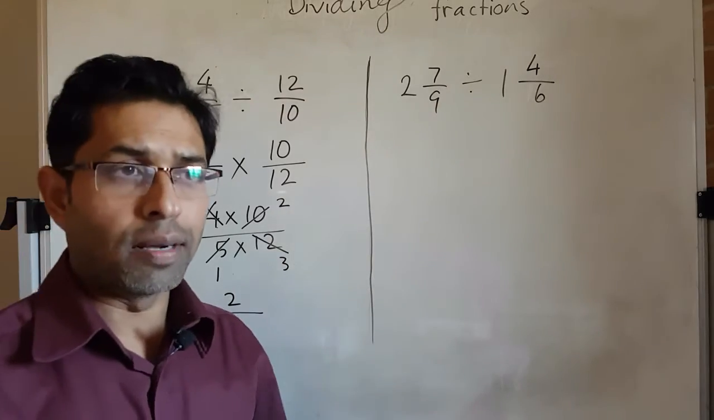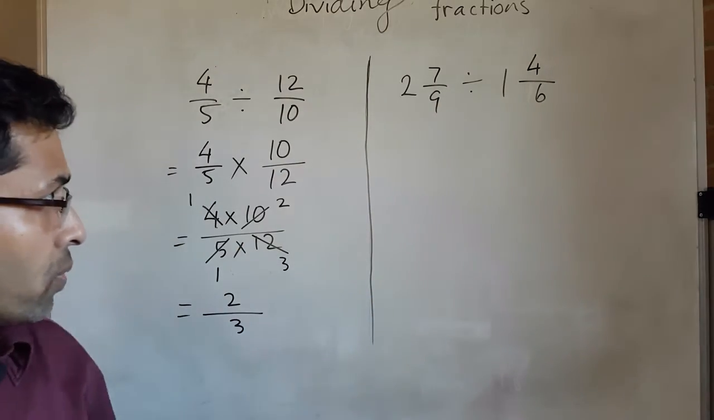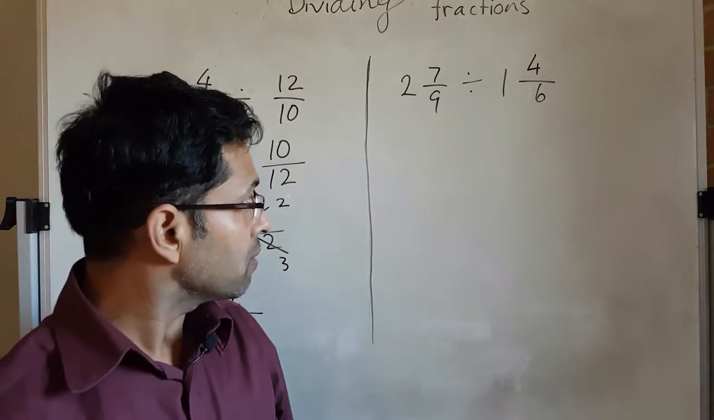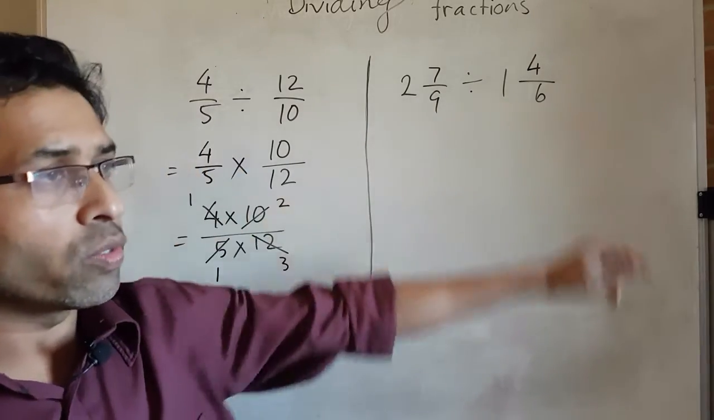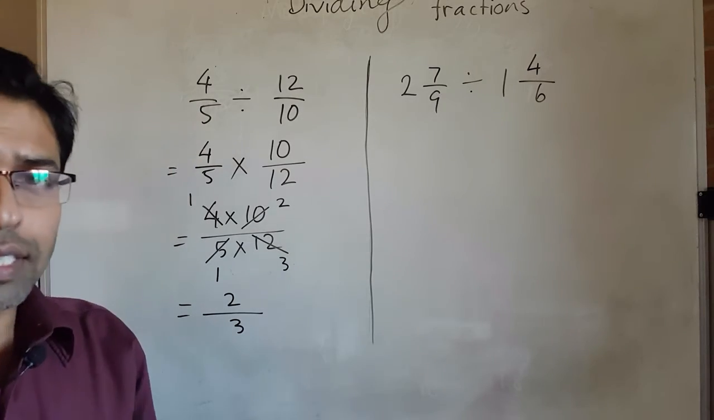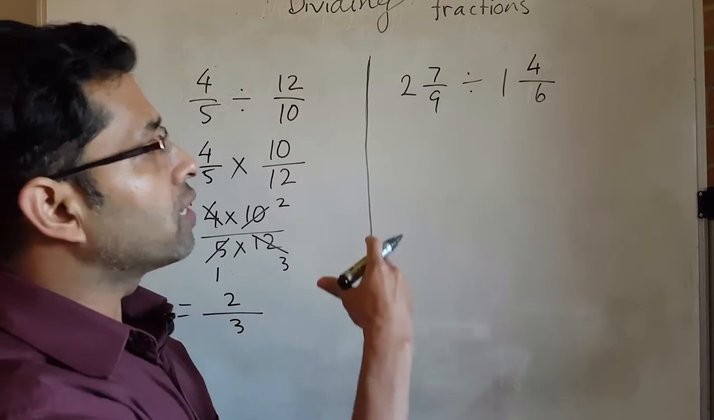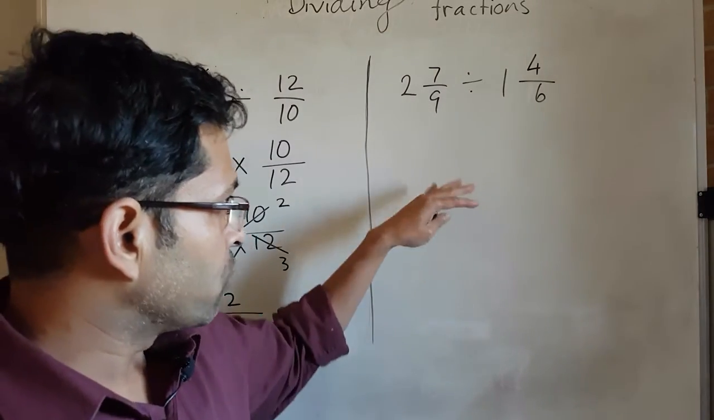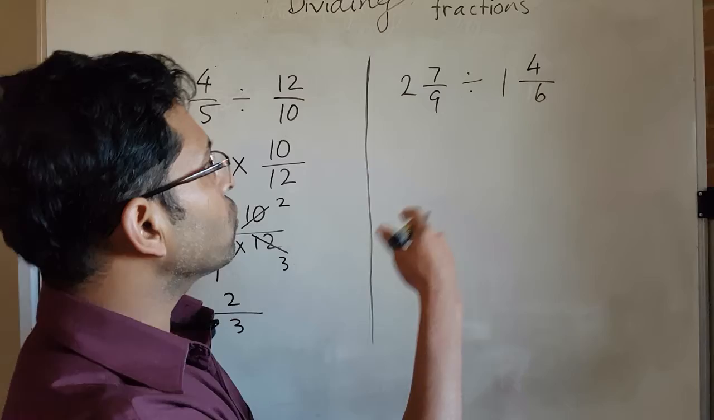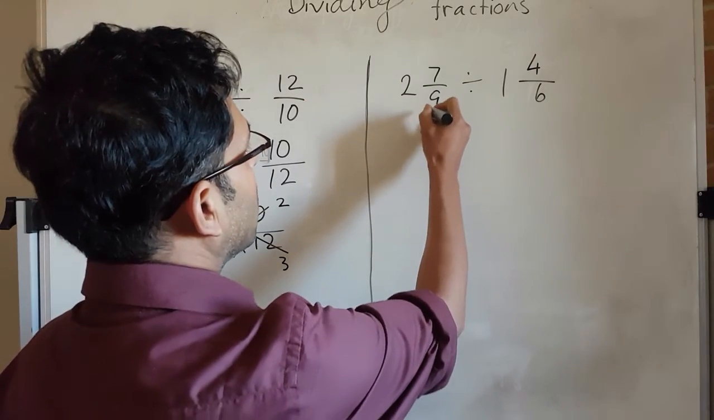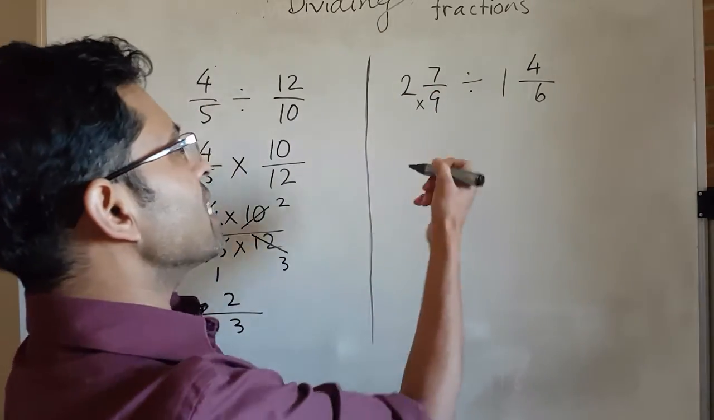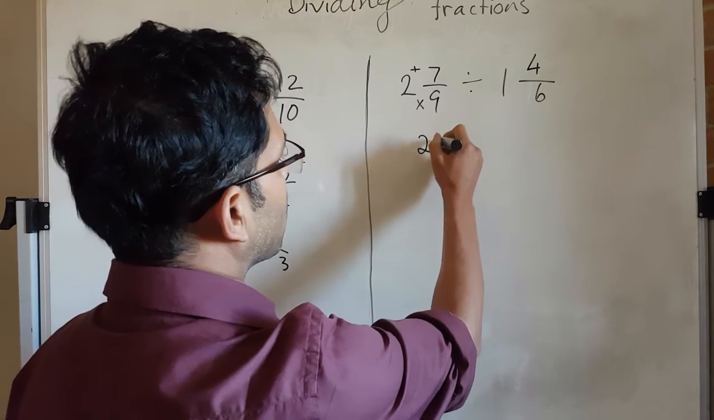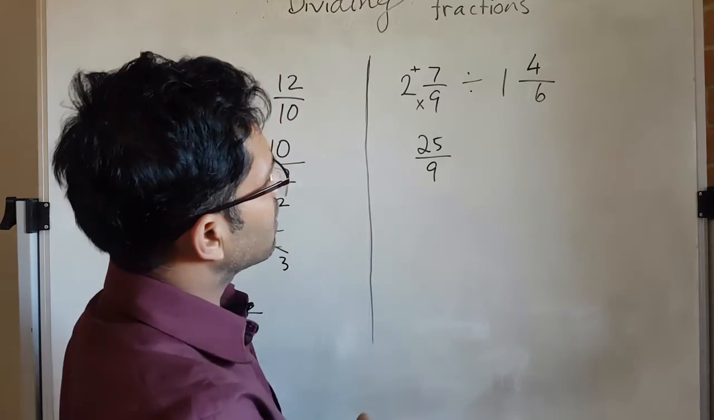Let's have a look at the second example, where there are mixed numbers. We have a whole number with a fraction, and the second one is also a whole number with a fraction. In that case, the first job is to convert the mixed number to an improper fraction. So 9 times 2 is 18, plus 7, which is 25 over 9.